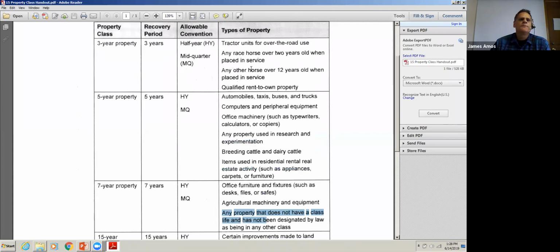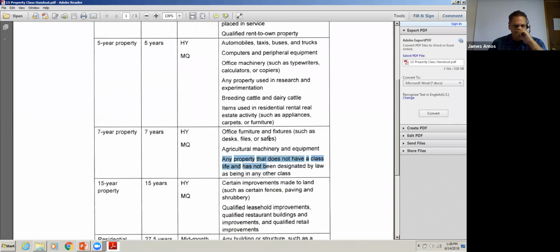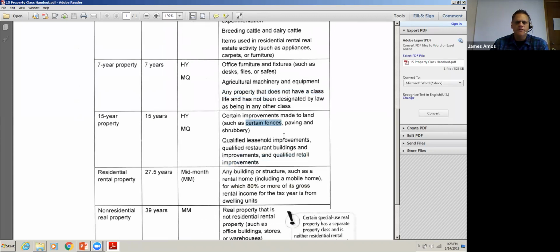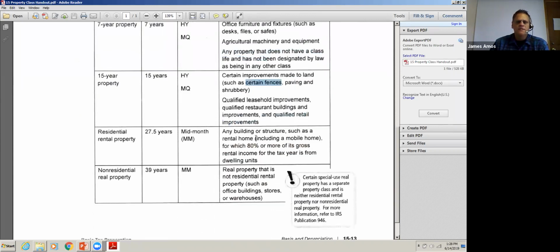So for purposes of learning, really focus on what's 3-year, 5-year, and 7-year. That's really where you go. 15-year, be familiar with this. Improvements to land might be 15 years. Like you add a fence, that might be 15-year and so on. But residential rental property and non-residential real property, we already know. Residential rental property includes buildings or structures for a rental home. Non-residential real property is real property that's used in renting, but not for homes. They're professional.